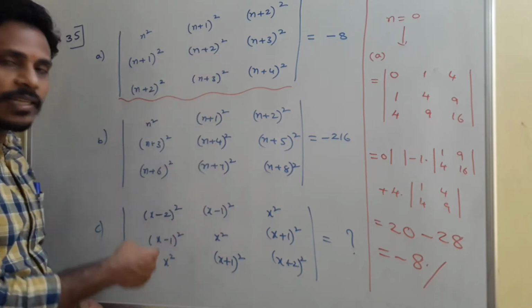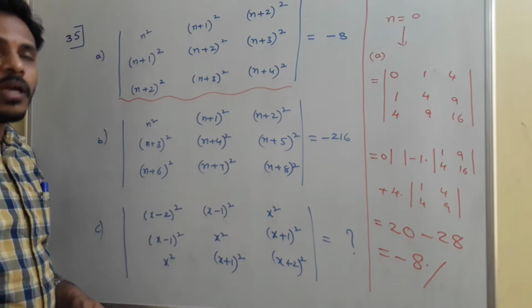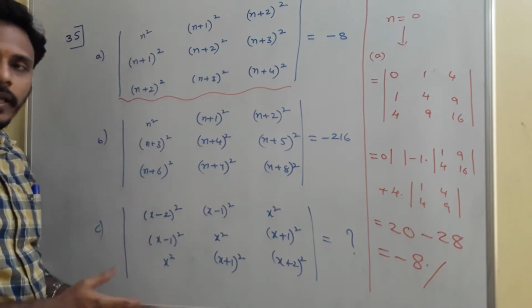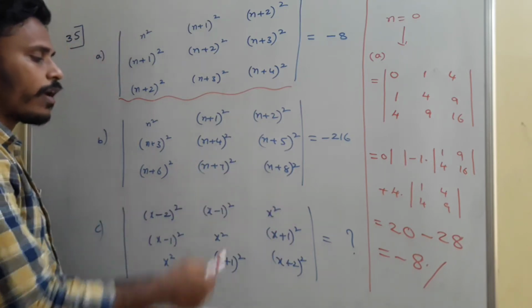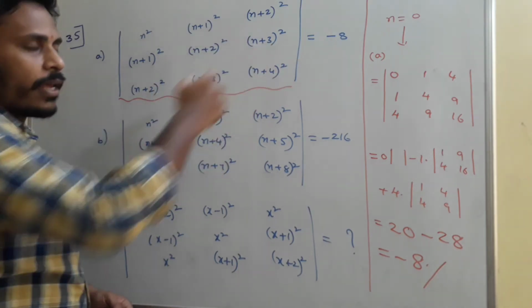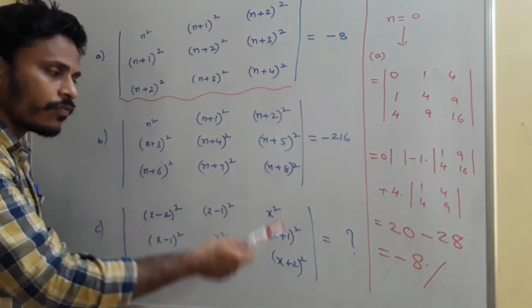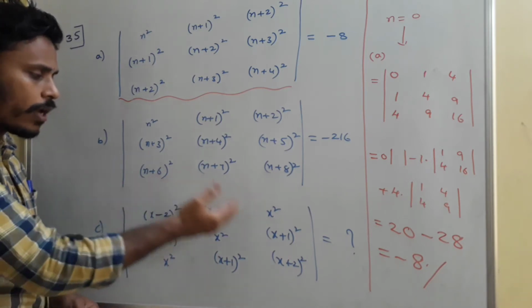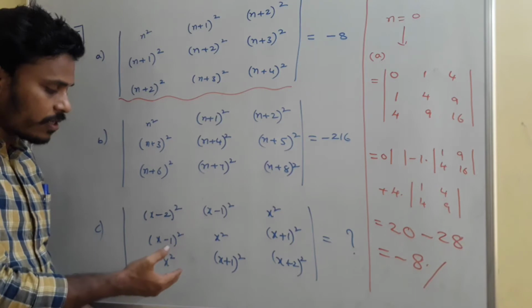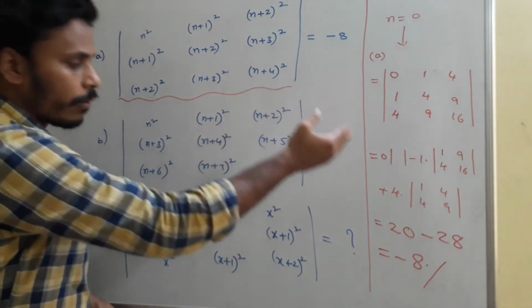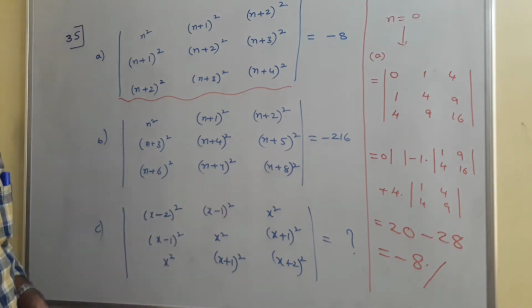This third determinant is again similar to the first determinant. There the numbers are n plus 1, n plus 2, and here the numbers are x minus 2, x minus 1, x. If you find its determinant value, you will get minus 8 as your answer, because the answer for the first one is minus 8. In the same way you will get the answer for the third part also as minus 8. Or otherwise, you can take x equals 0 in this problem. Again you will get a similar determinant, and on simplification you will get your answer as minus 8. Just have a look.